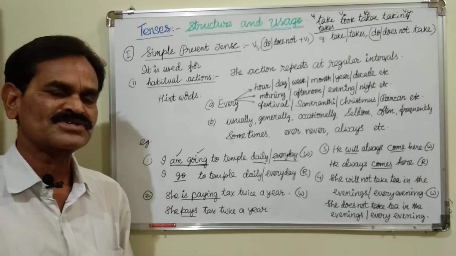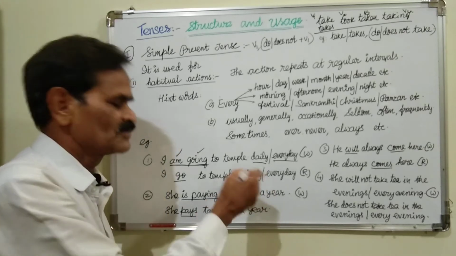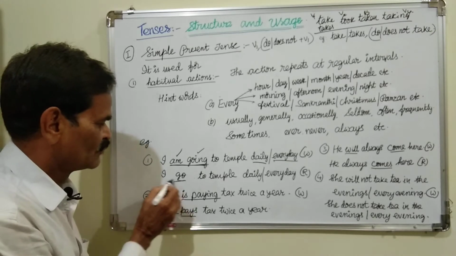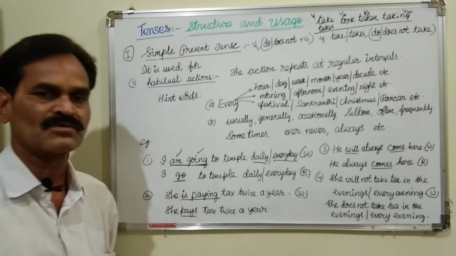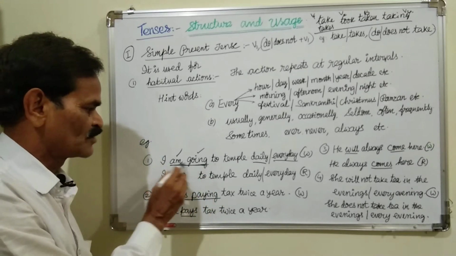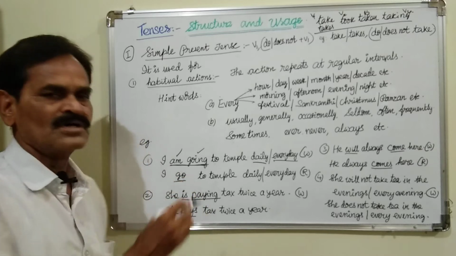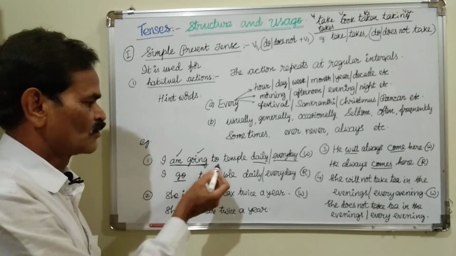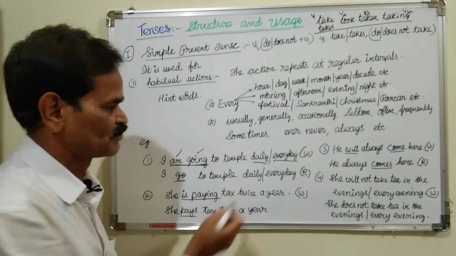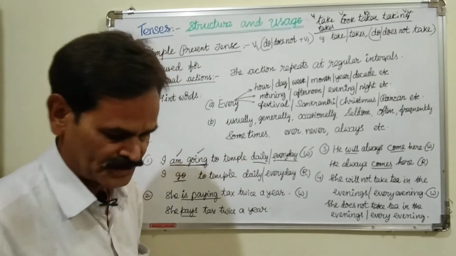We are likely to commit mistakes like "I am going to temple daily." But here daily means it repeats every day, so it is a habitual action. We must use only the V1 form, that is go or goes. We cannot use am going, is going or going. Am, is are present, and the ing form is continuous, so that is present continuous. We cannot use present continuous tense, nor simple future tense. "I will go to temple daily," that also we cannot use. We must use only "I go to temple daily." So this one is wrong, this is right.